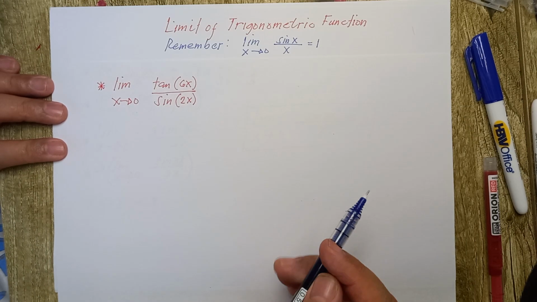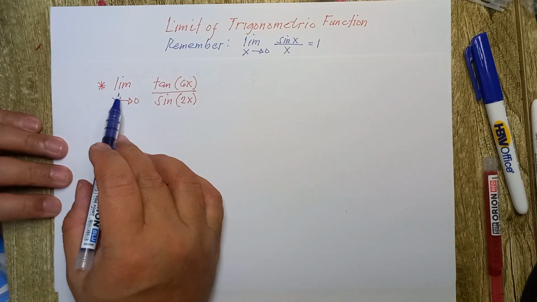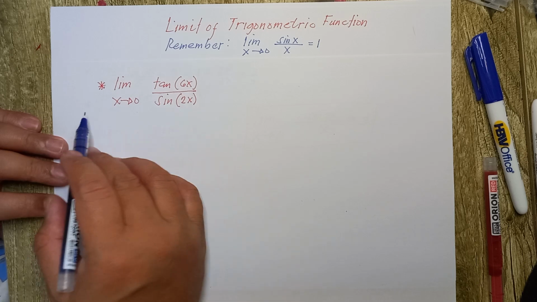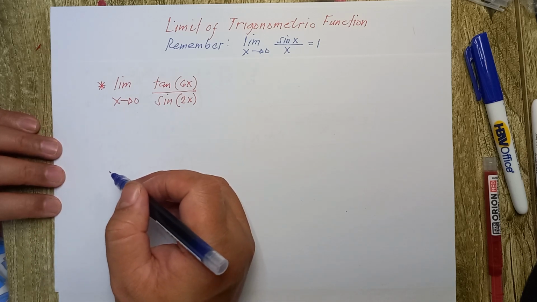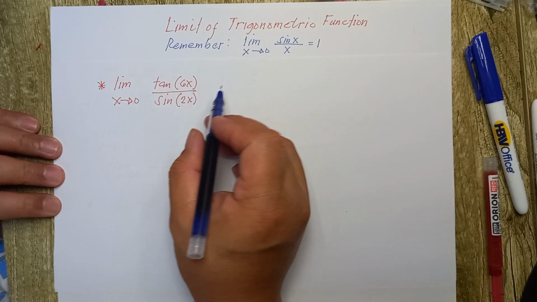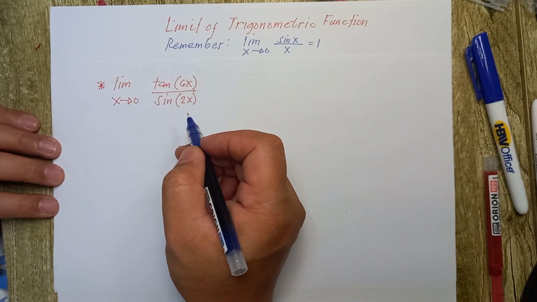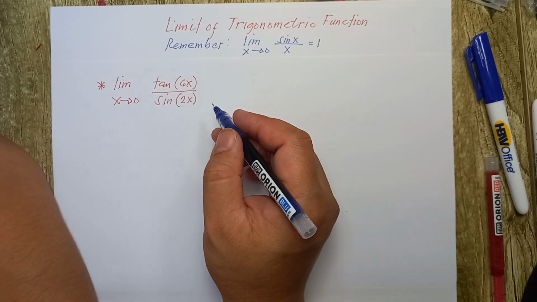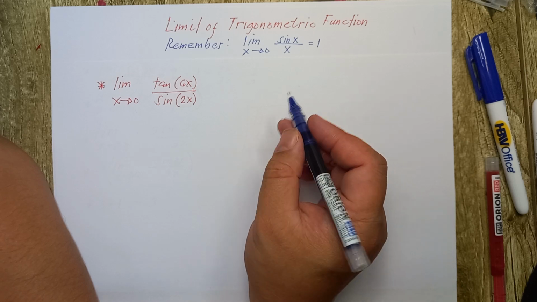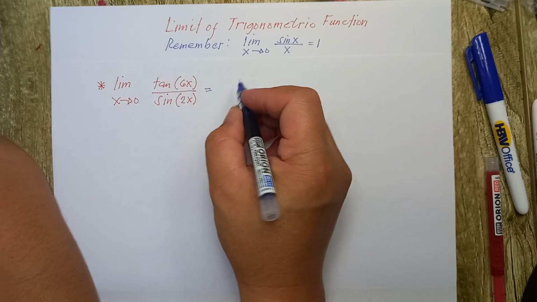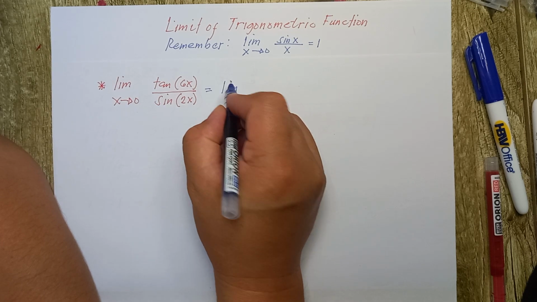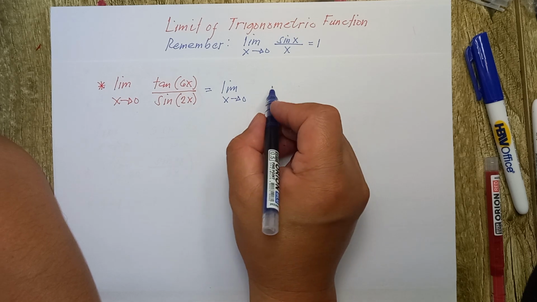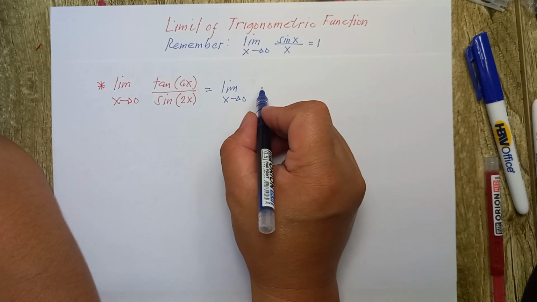Now we have another problem in here. That is the same as the limit of tangent 6x over sine 2x as your x is approaching 0. Now how are we going to get the limit of this one? In here, when we are going to get the limit, we have to rewrite again the problem in terms of cosine or sine. So this can be written as the limit as your x is approaching 0. You can factor them first.